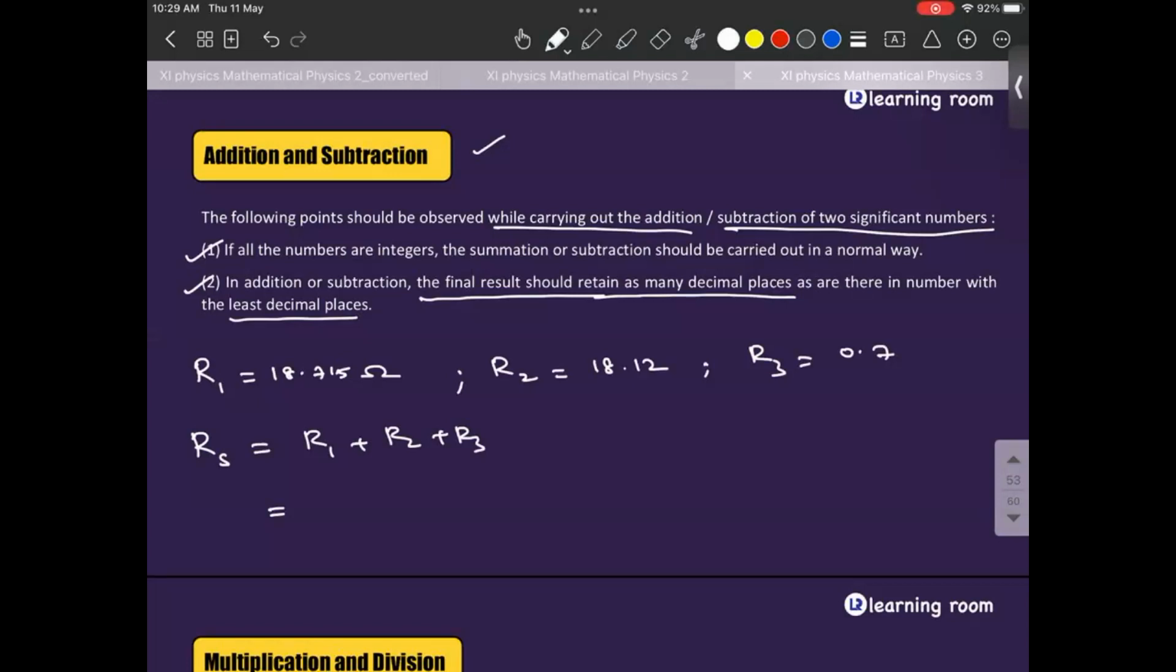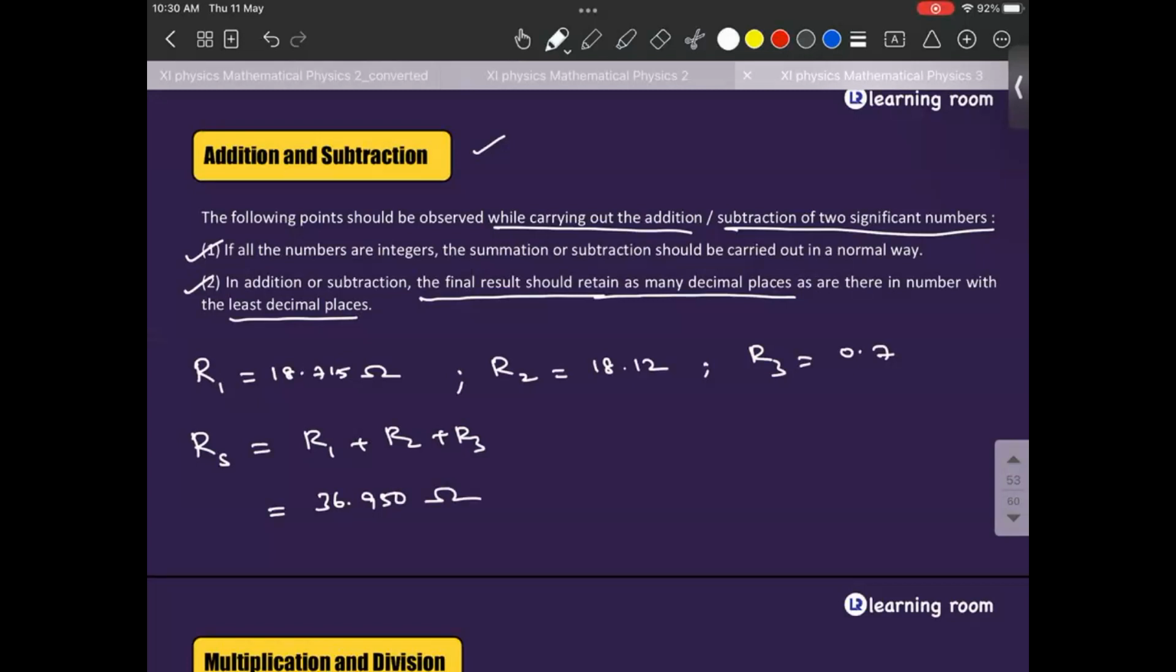36.9. How much is it? 36.9. You'll get three digits. Oh, like fully answered. Yeah, yeah. 95. 958. Only 95, sir. The 7 and the 3 will get dropped, only 950. 950. So 36.950 ohm is going to be the equivalent resistance when all these three resistors are connected in series.